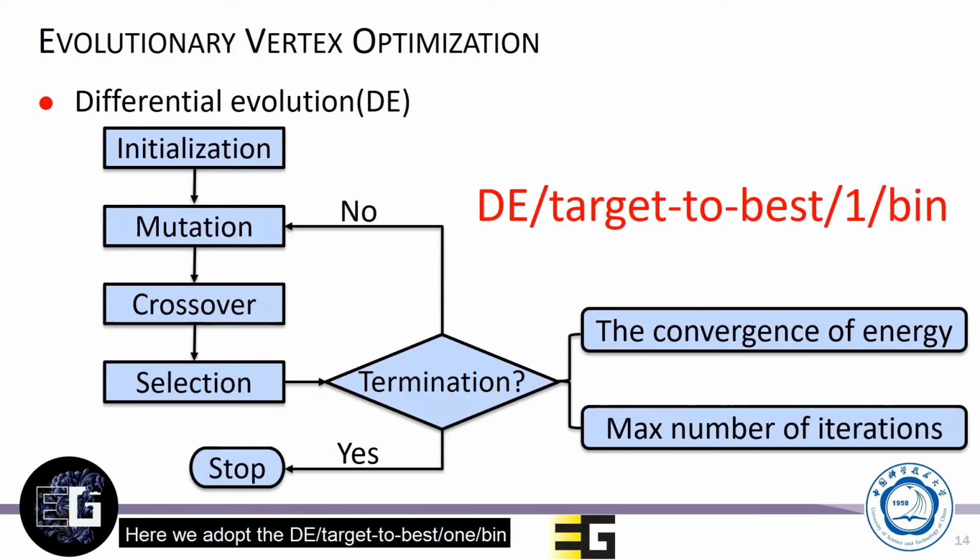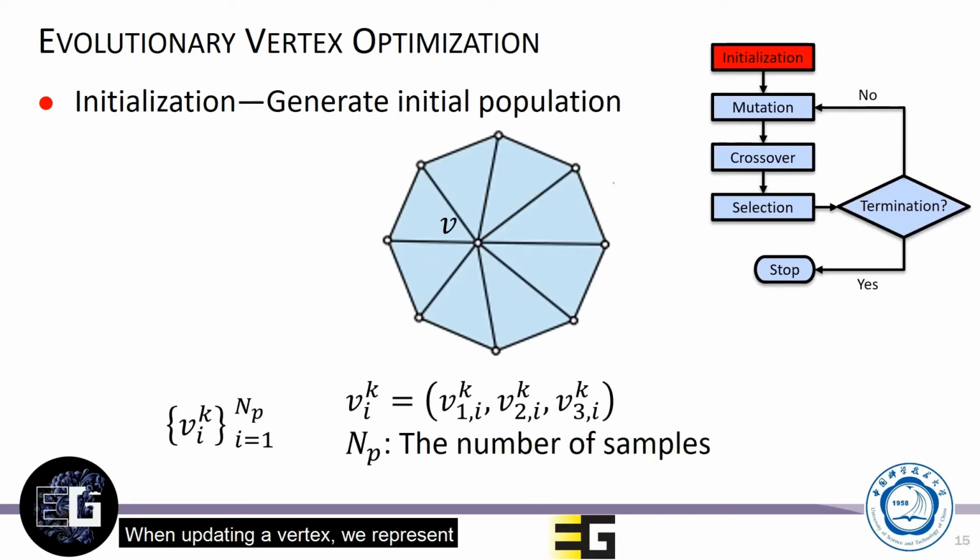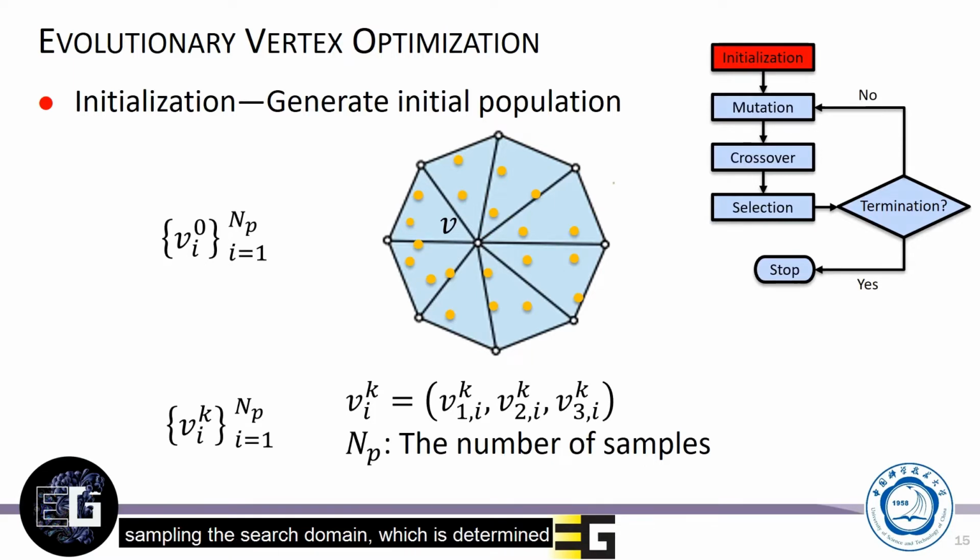Here, we adopt the DE target-to-best/1/bin form of DE. We optimize only one vertex at a time. When updating a vertex, we represent the population of DE by a set of vectors. The initial population is obtained by randomly sampling the search domain, which is determined by specific applications. Our strategy is to sample on the one-ring faces of the vertex.